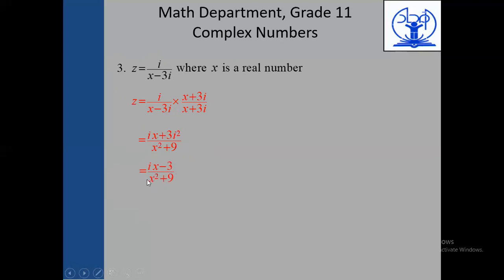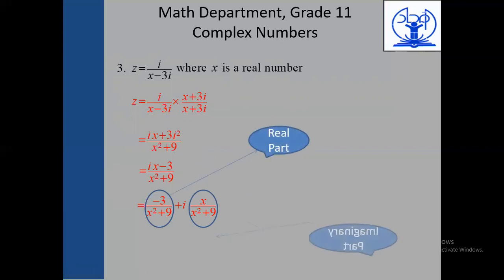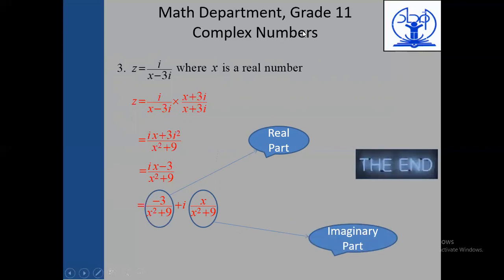Again, notice that we have no i in the denominator, and this will allow us to write this complex number in its algebraic form, because you can split the real part to be minus 3 over (x squared plus 9), plus i times the imaginary part x over (x squared plus 9). Consequently, this is the real part and this is the imaginary part.